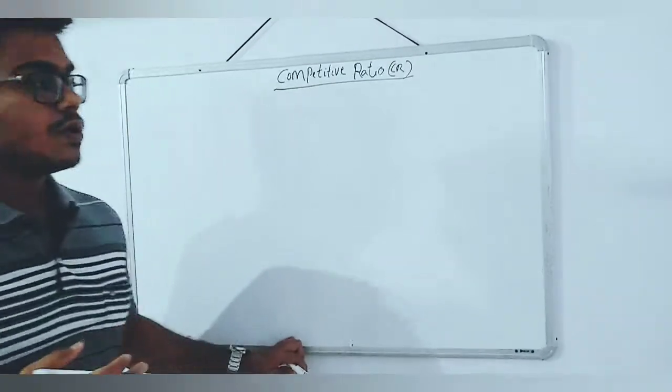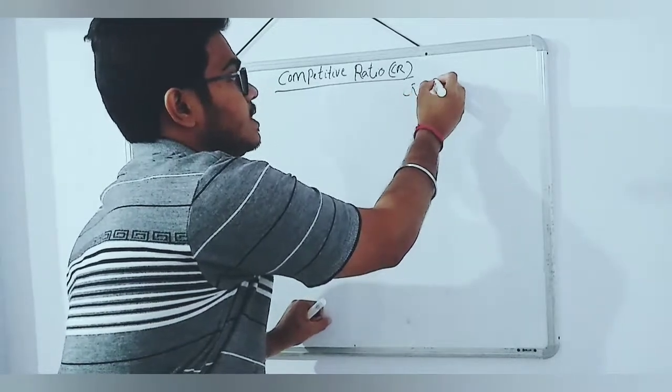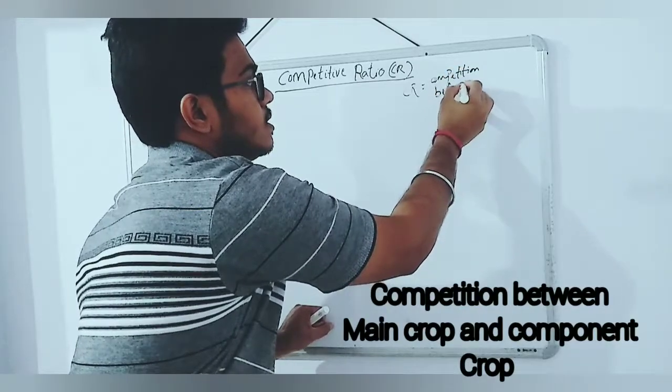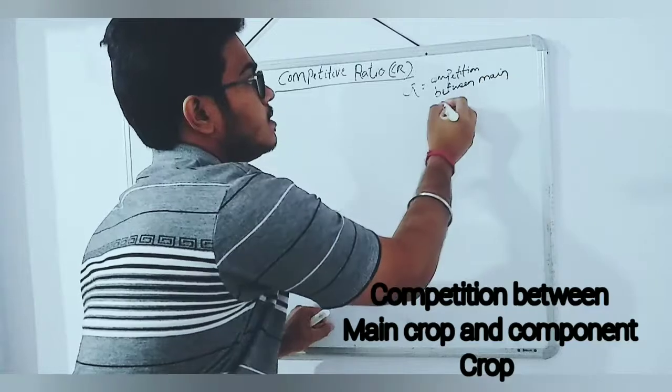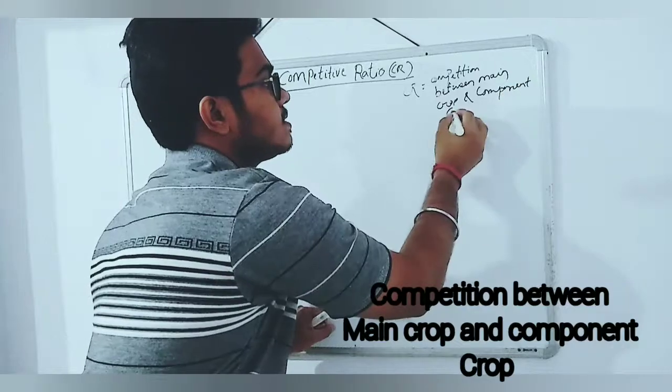So guys, competitive ratio, in short we can call it CR. What is this competitive ratio? Competitive ratio means the competition between the two crops, one is the main crop and one is the intercrop. So the competition between the main crop and the intercrop can be referred to as competitive ratio. We can say that competitive ratio is equal to the competition between the main crop and the component crop grown in an intercropping system, right?